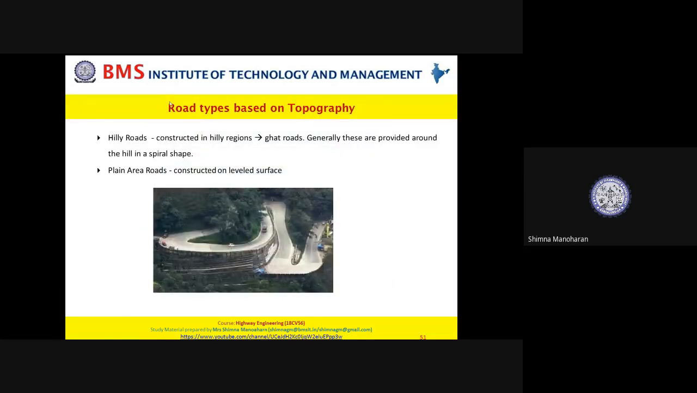So up next we have the road type based on topography. Based on topography, you have hilly road and plain area road. Hilly road is nothing but the roads that are constructed on hilly region, and they are also known as ghat road. These are usually provided along the hill in a spiral shape, whereas plain area roads are constructed on level surface.